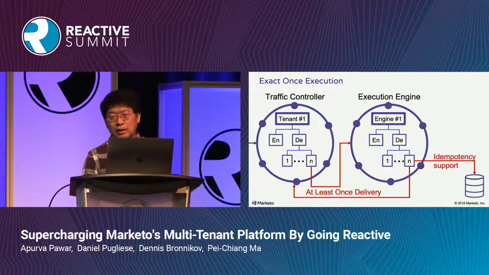There, when executing a task, we check against a persistent store for idempotency support. And when the task execution is finished, we again use at-least-once delivery to send back the task completion message.